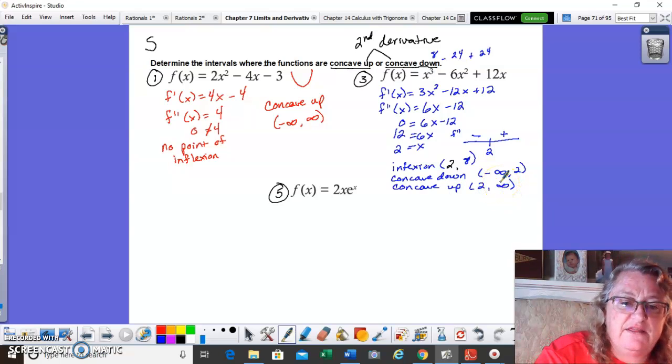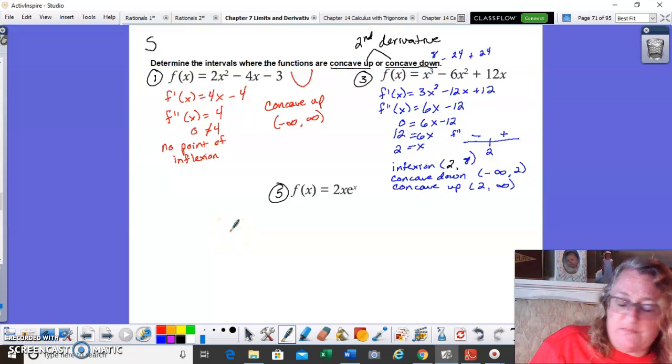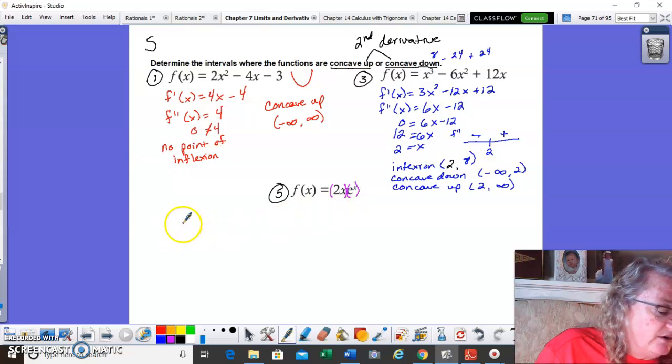All right, now the third one is a little bit more difficult to find the derivatives for because we're going to be dealing with the power rule. I'm sorry, the product rule. We'll see we have 2x as one of our terms and e to the x as our second term. Okay, so take a little bit more space here.